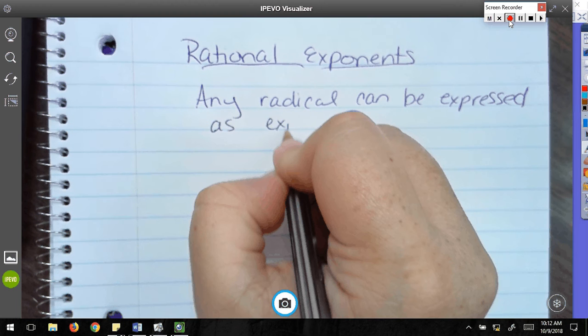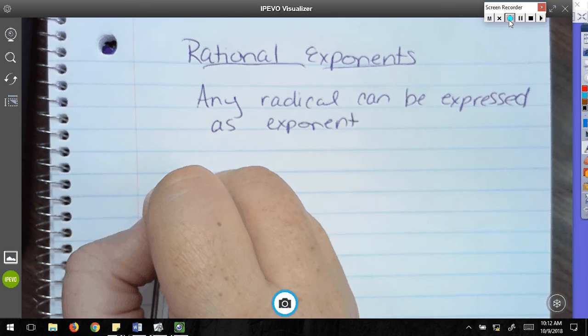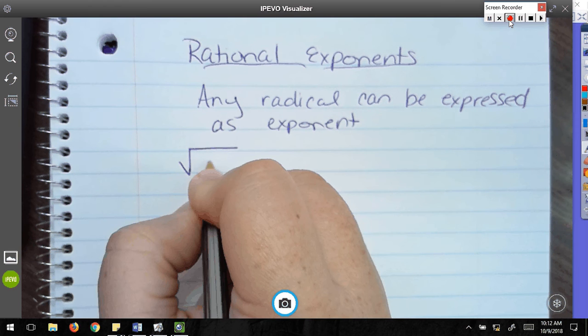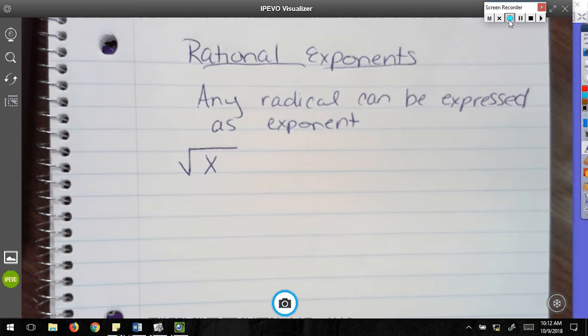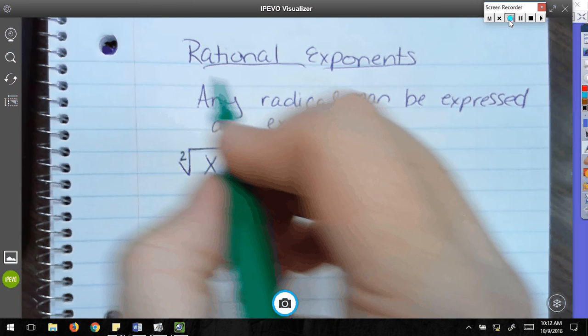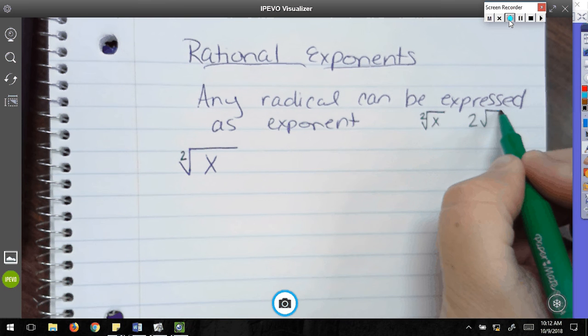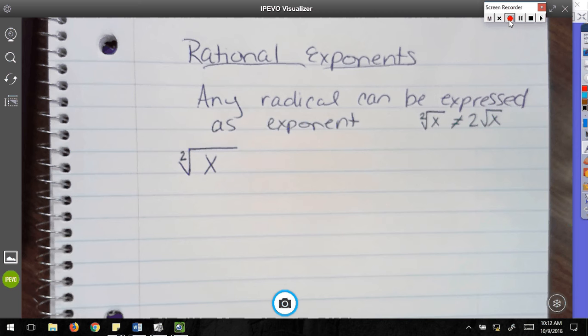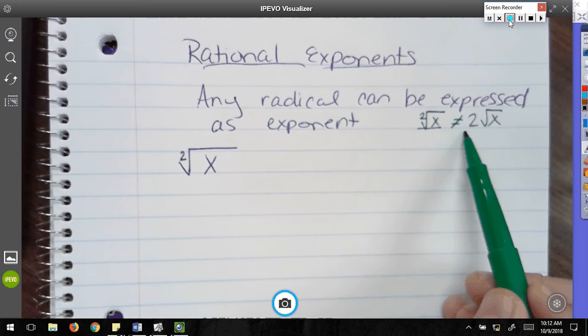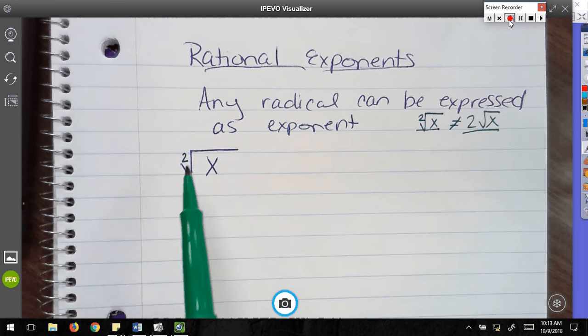What I mean by that is, let's just take the square root of x. Remember, there are some implied numbers in this. Because there's no root indicated, there's a 2. Be careful, because this and this are two totally different things. Those do not equal. This is asking for the square root of x. This is asking for 2 times the square root of x. So make sure your number is written very small and sits in the radical.